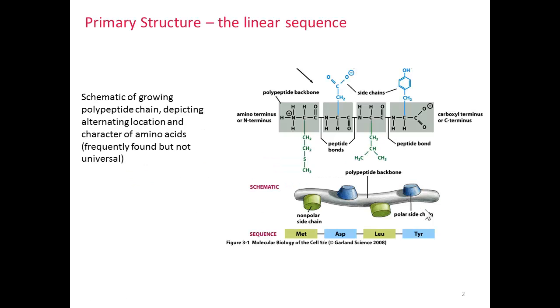Okay, so the first level of protein structure is called the primary structure, and all it is is the linear sequence of the amino acids. It's nothing besides just telling the amino acid sequence. So the linear primary structure of this tetrapeptide is methionine, aspartic acid, leucine, and tyrosine.